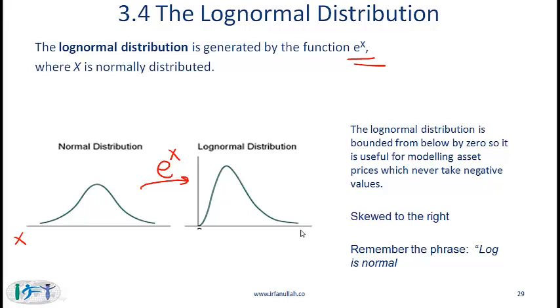And the way you can think of this is, if this is 0 and this is minus infinity, so minus a big number, when you do e to the power of a minus number, especially if this minus number is big, then you will essentially have something that is close to 0. You can never have e to the power of something that is a negative number. So this log normal distribution is bounded by 0.